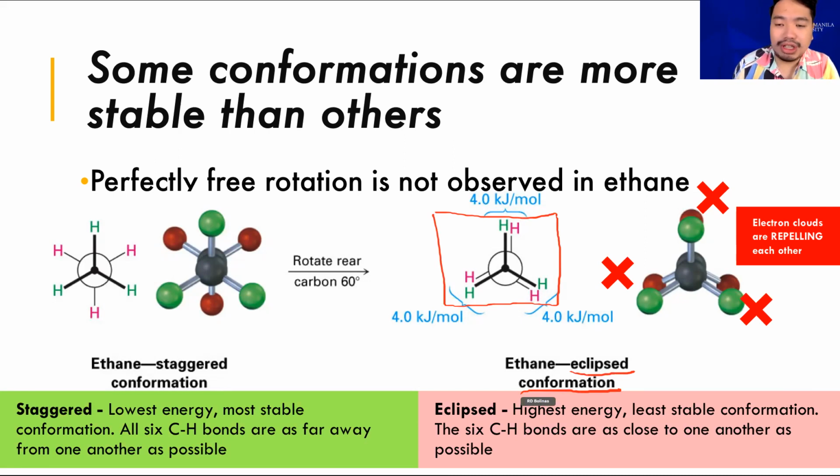Eclipsed conformation. So in an eclipsed conformation, literally, we mean eclipsed like the moon literally blocking the sun. Diba? Everything's eclipsed or perfectly aligned. Okay.